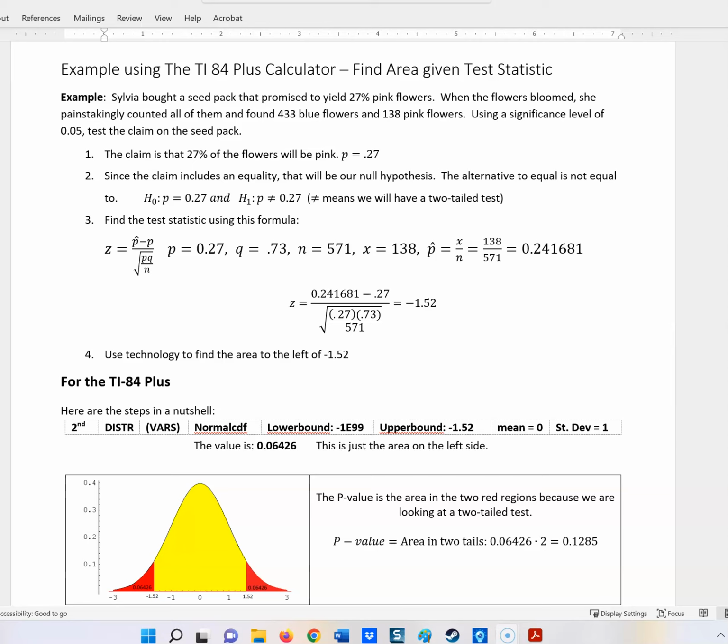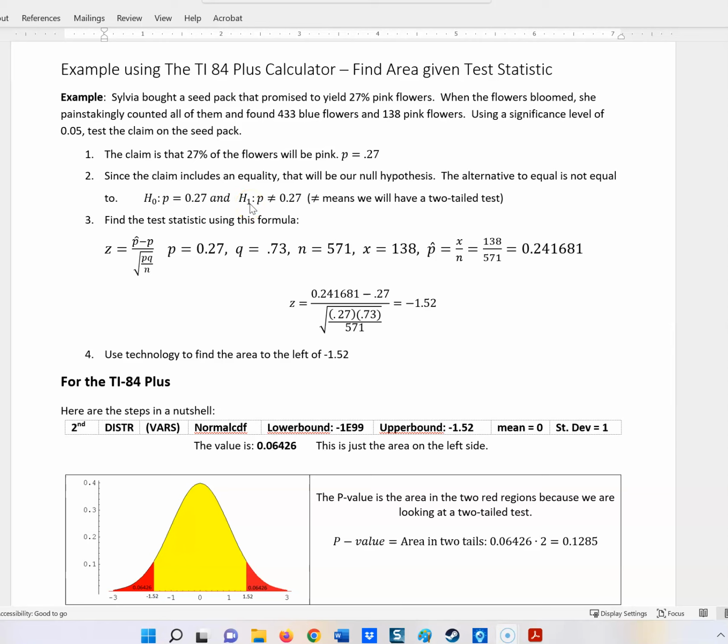So the claim is that 27% of the flowers will be pink, so p equals 0.27. Then, since the claim includes an equality, that's our null hypothesis, and we designate the null hypothesis with the subscript zero here, and the alternative with a 1. Sometimes you'll see an A there instead.